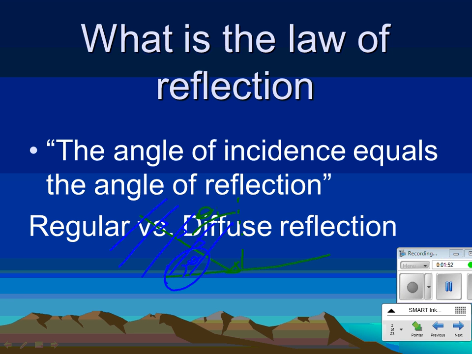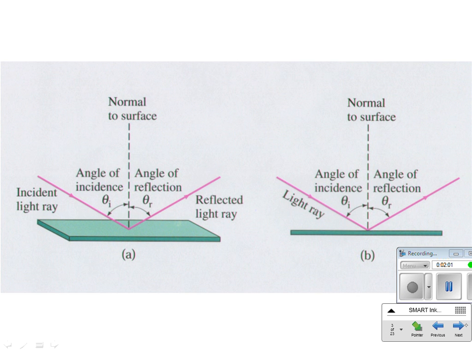We're going to talk about regular versus diffuse reflection just a little bit here. So let's get to that. Here's what the law of reflection looks like. Okay, incident ray, reflected ray, those angles should be equal. It's all pretty straightforward. Everything good? Okay.